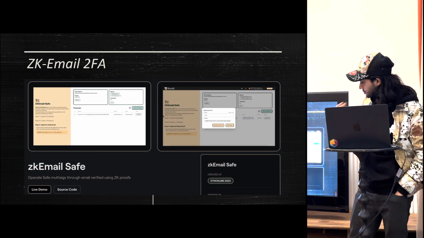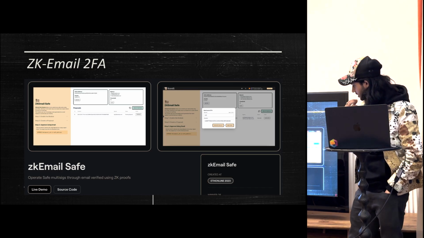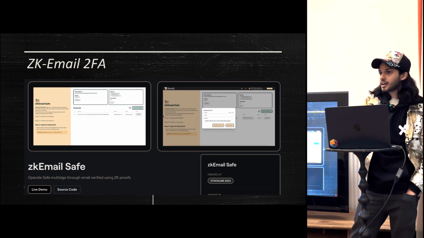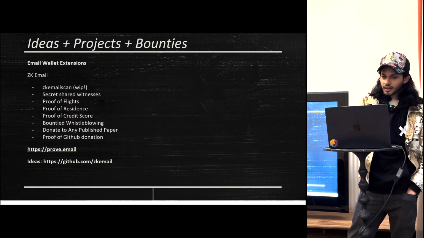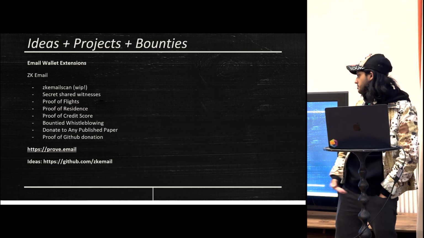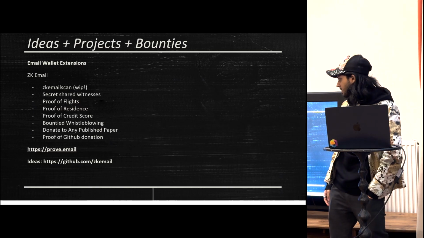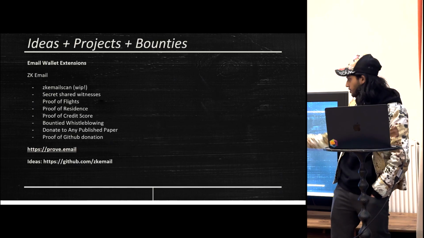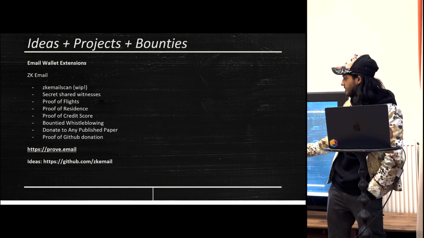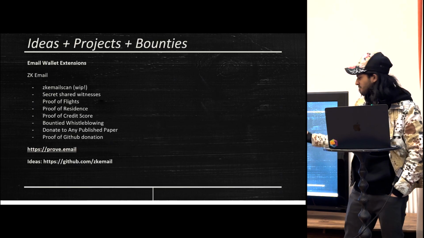Some other cool ideas. Someone built a safe with our SDKs that gives you 2FA for your account. That was pretty sweet. There's a ton of other things you can verify. You can verify any information that's in your email. So you took a flight, you live somewhere, you filed some tax, you got something from Equifax. Bounty whistleblowing is pretty fun.